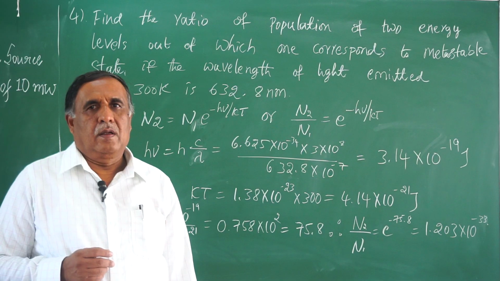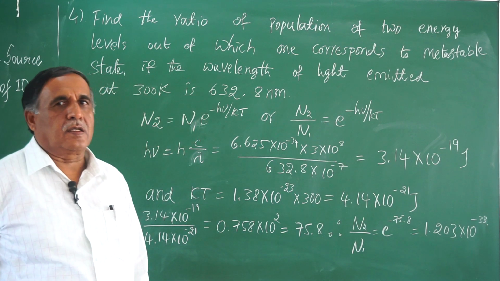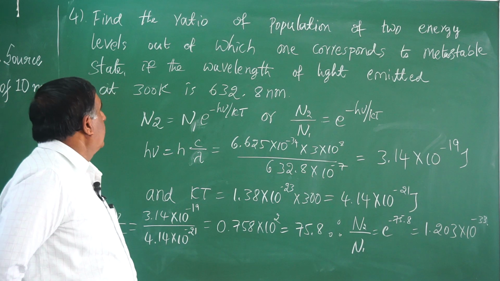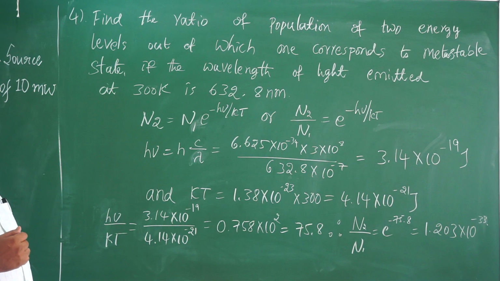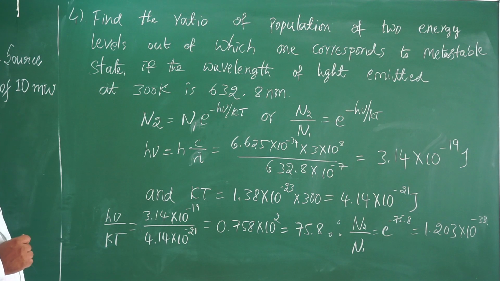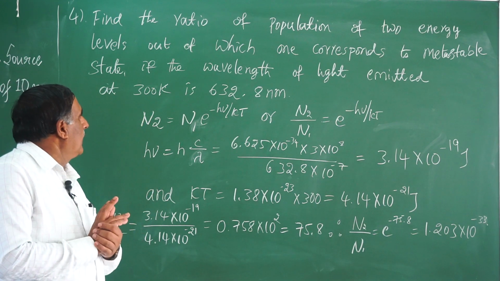Now we will take up the next different problem, which is frequently asked in the Bangalore examination, on lasers. The problem is like this: find the ratio of population of two energy levels, out of which one corresponds to a metastable state, if the wavelength of the light emitted is 632 nanometer. Of course, it is at 300 Kelvin.